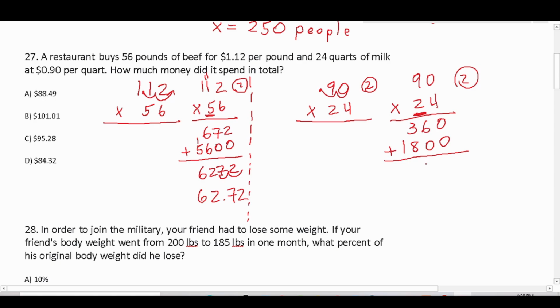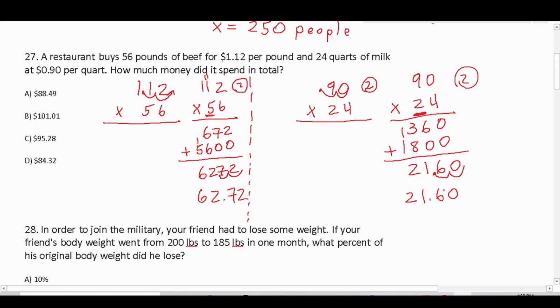Let's go ahead and add these two together. 0 plus 0 is 0. 6 plus 0 is 6. 3 plus 8, 8, 9, 10, 11. Carry a 1. 1 plus 1 is 2. Shift our two decimals back in. And we can see that 0.90 times 24 is 21.60.